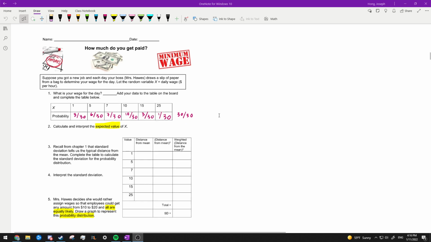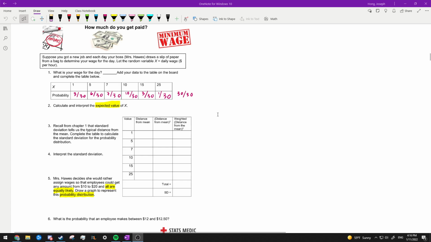So what I would like for us to do today is finish at least one section since I'm gone. I'm not going to give you too much, but we're going to go through this together. The activity for today is called "How much do you get paid?" Suppose you get a job and you pick up a piece of paper every day saying how much money you're going to make per hour. There's a chance for you to get $1 per hour, $5, $7 an hour, etc.